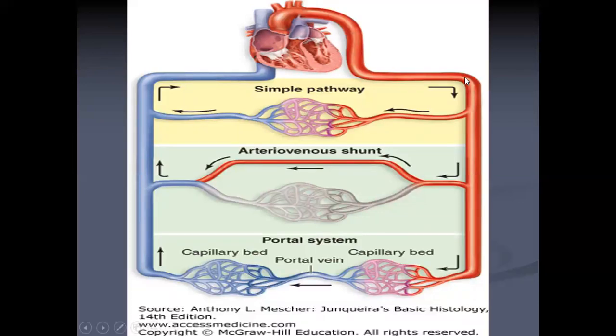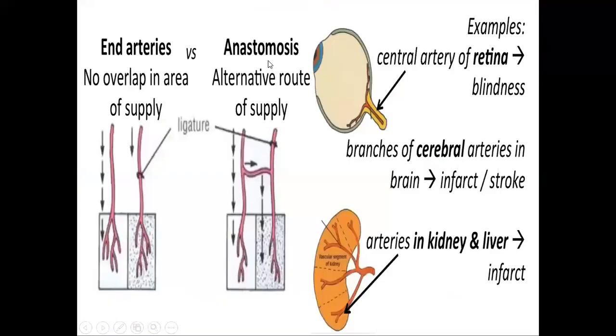So this is a simple network: artery, then arterioles, capillary network, venule, vein, and back to the heart. In an AV shunt, the arteriole is going to shunt its blood directly into the venule, bypassing the capillary network. In a portal system, you have two sets of capillaries. This one set, then the other set of capillaries, finally draining into the systemic veins.